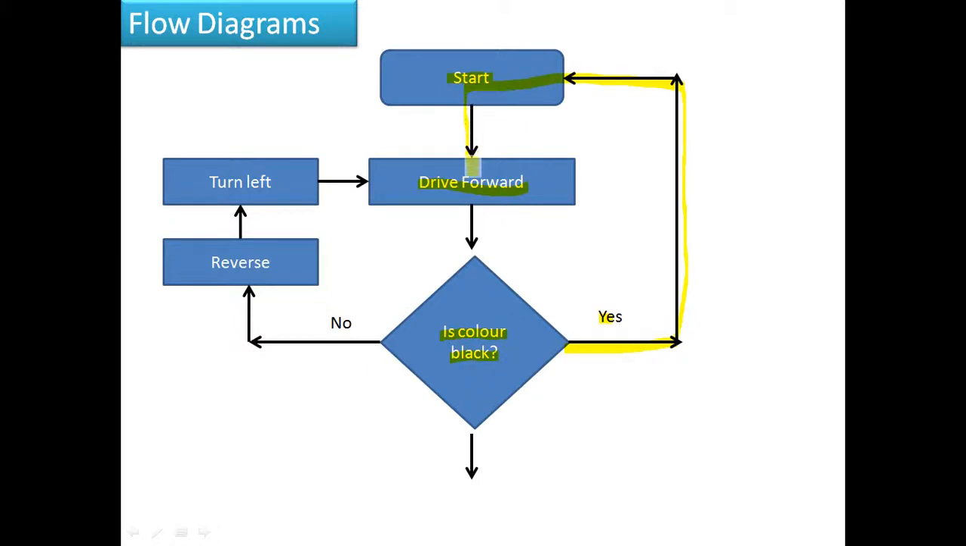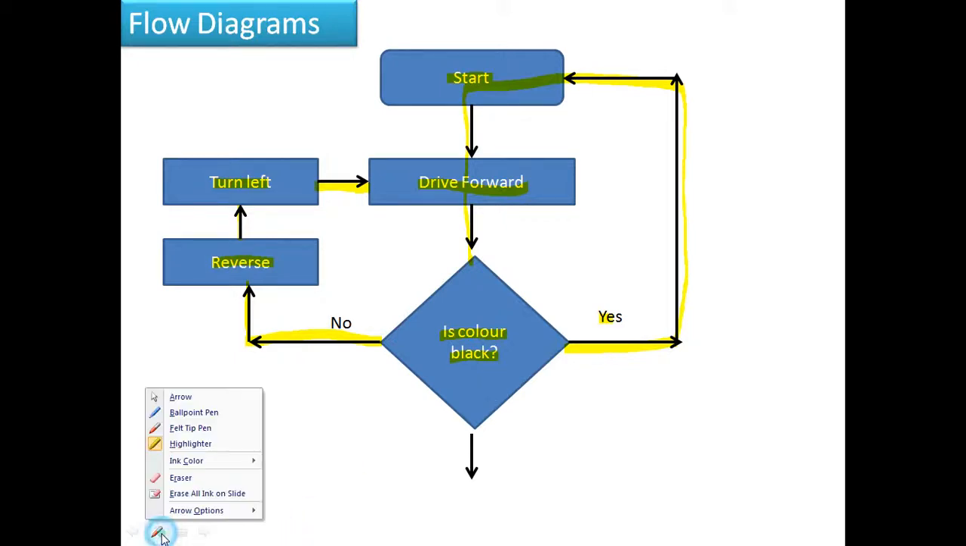And then we come back to drive forward and we ask the same question. And as long as it's black, we keep on just driving forward. However, if it turns out to be white or another color, we take this branch. No. And we get into reverse. The next command is turn left. And then we drive forward again. And we get back to the main part of the program. So you can see how that flow diagram works.